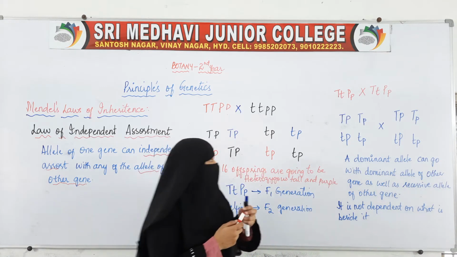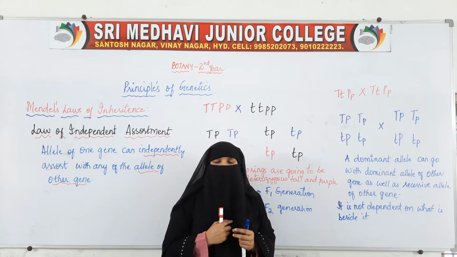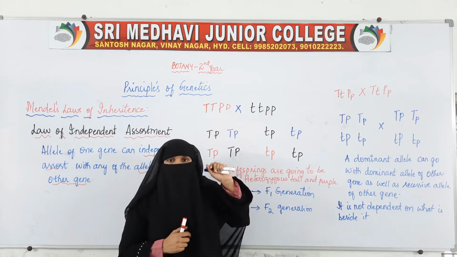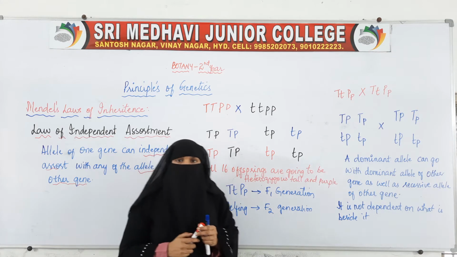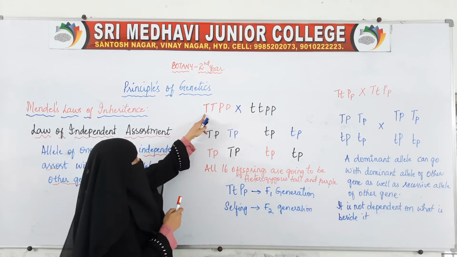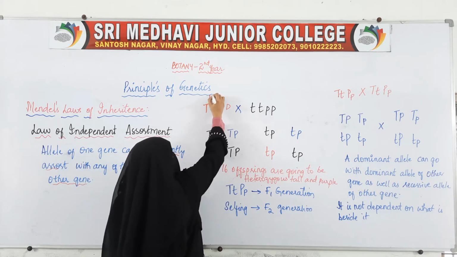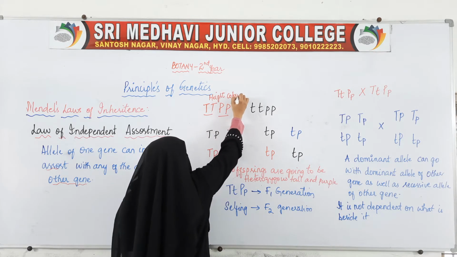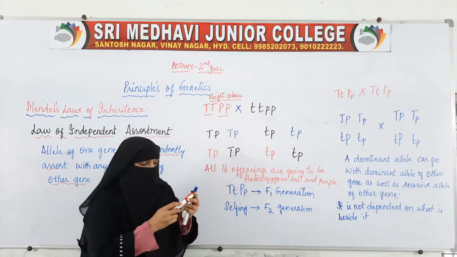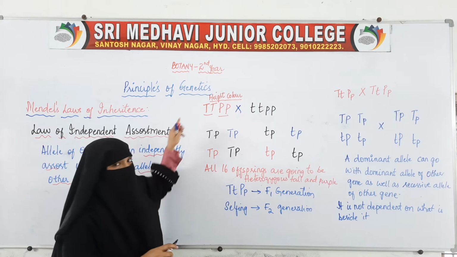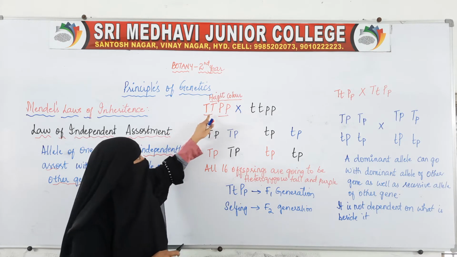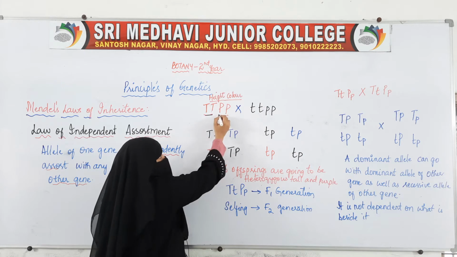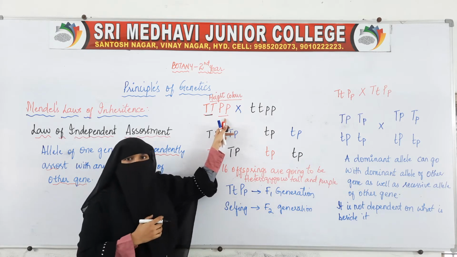Now if we take this example, I already said this can be explained by taking a dihybrid cross. In a dihybrid cross we check for two characters. So here we take two characters, T and T, which is for height, and P and P, which is for color. Height and color are the two characters we are taking to explain this law. Each gene will have two alleles, so these two alleles are for height and these two alleles are for the color of the flower.